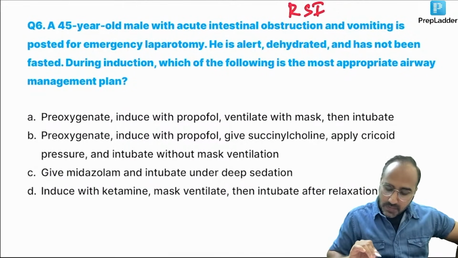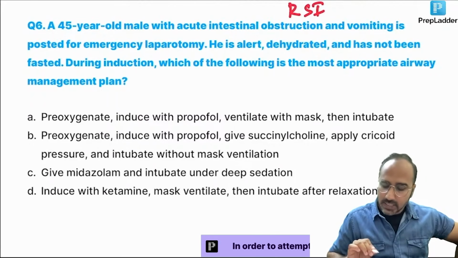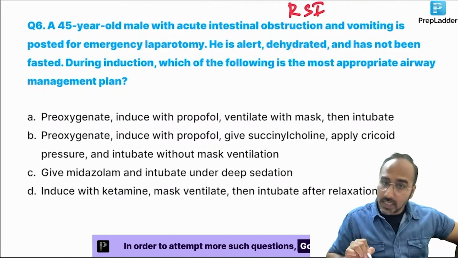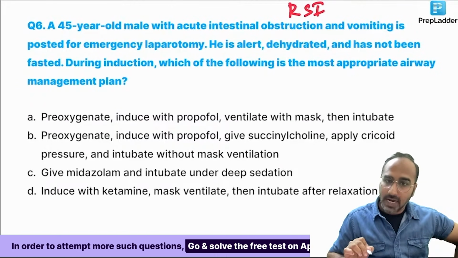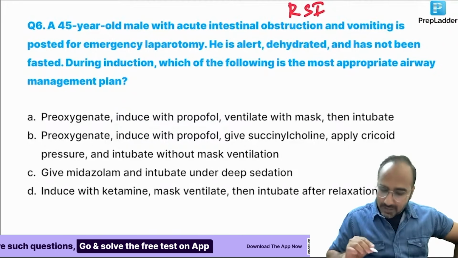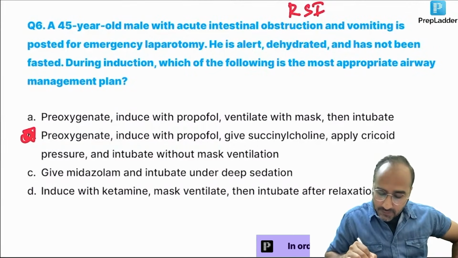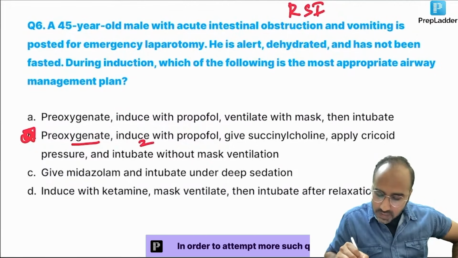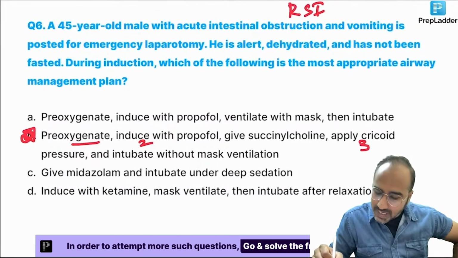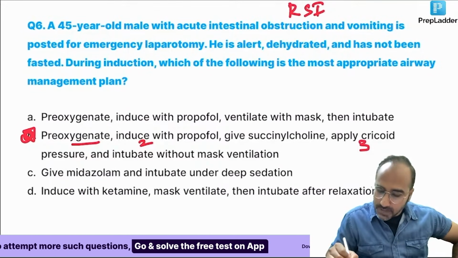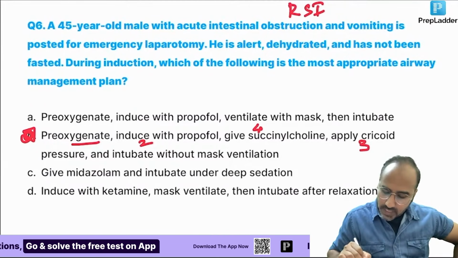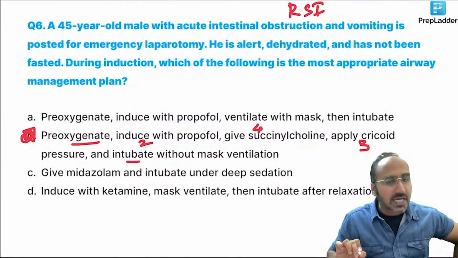What we need to do? We need to pre-oxygenate the patient, induce with propofol, give succinylcholine, remember, and apply cricoid pressure. Basically, this is the right answer, but it has to be framed in that order. First, pre-oxygenate. Second, induce with propofol. Third, immediately after induction, apply cricoid pressure. Fourth, give succinylcholine, and then intubate without mask ventilation.